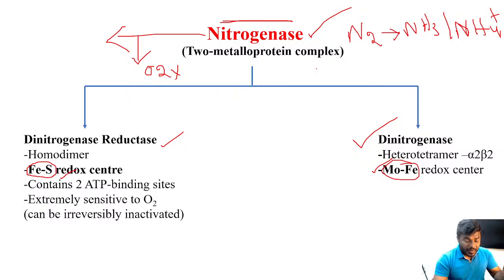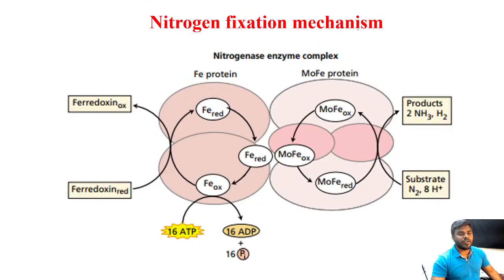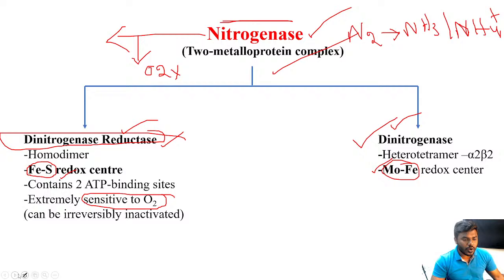But why? The reason is that the nitrogenase enzyme contains two subunits, right? Dinitrogenase reductase is the subunit which is sensitive to oxygen. That is the reason we are repeatedly saying the nitrogenase enzyme will become inactivated by oxygen. My friends, now the nitrogenase is ready. Now we are going to fulfill our goal.